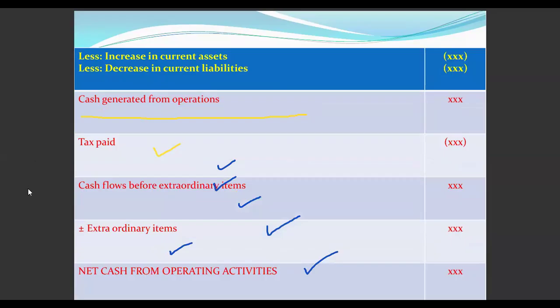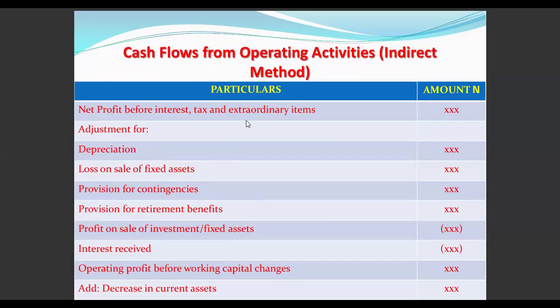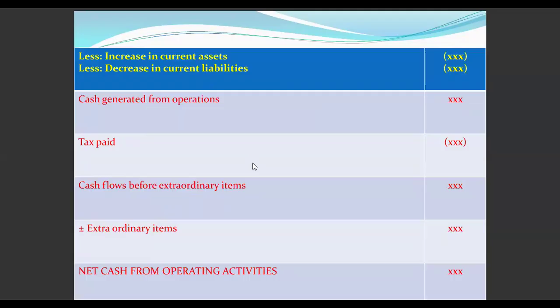So the format, if you can just see, is a larger one. First, I'll find out these details. Then from that, I will be using the other statement, that is the statement showing changes in current assets and current liabilities. Then I will do the adjustment for tax paid, extraordinary items, and then I have net cash flow from operating activities.